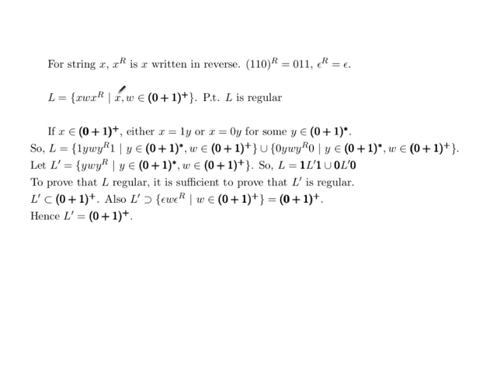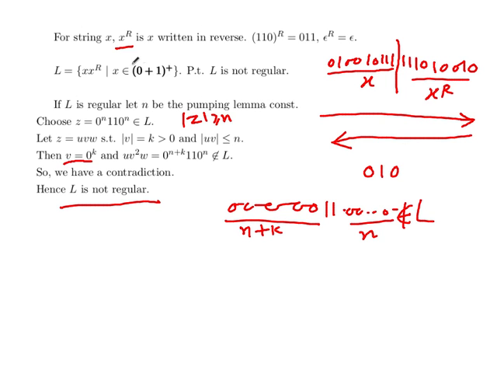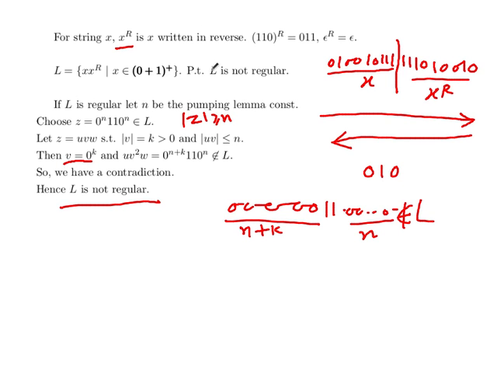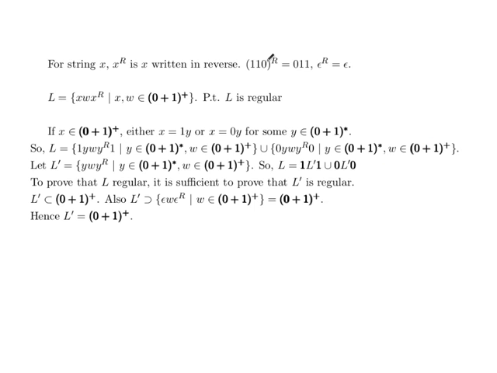So again this looks very much like this, we just inserted W, and the previous language was not regular, but this language we will see is regular. So why is this regular?